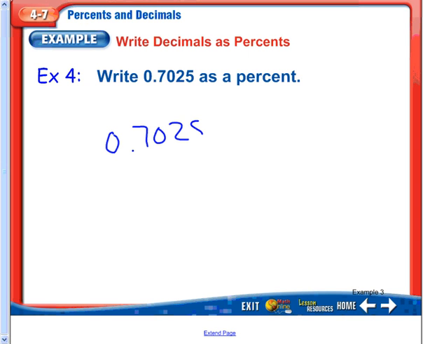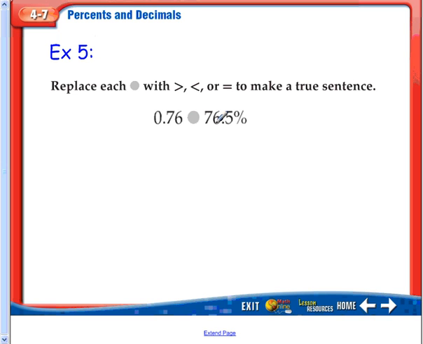Example number 4, 0.7025. Since we want to find a percent, I'm going to move the decimal point 2 places to the right to get 70.25%.